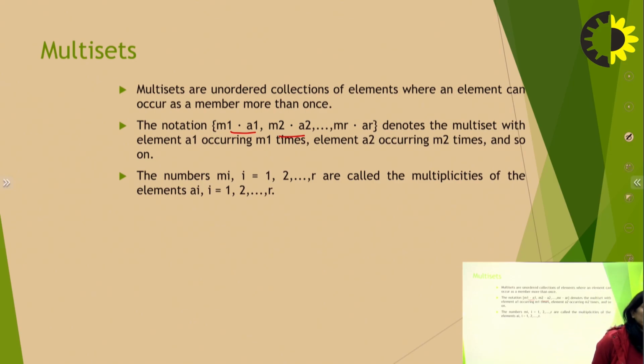Now the number mi, where i is equal to 1, 2, up to r, is called the multiplicity of the element ai, such that i belongs to 1, 2, r, that's all.